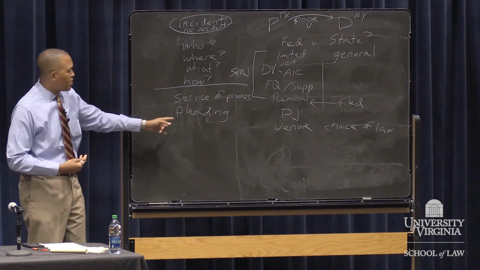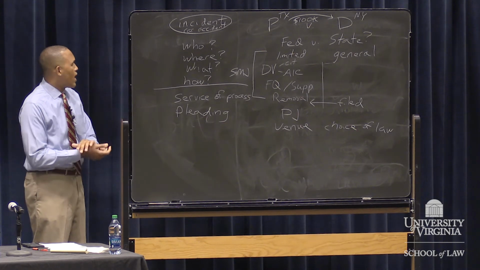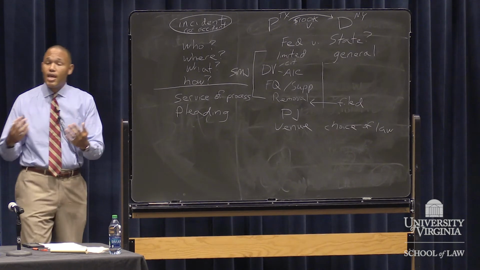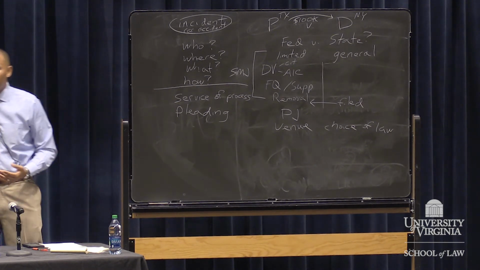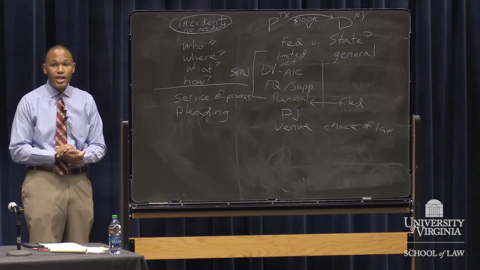There's also a motion that can challenge the sufficiency of the pleading. So there's a rule that governs the content of complaints. If you think that the person has violated that rule and they have not given enough detail or information, you can file a motion to dismiss for failure to state a claim.